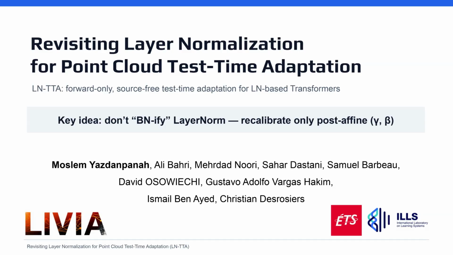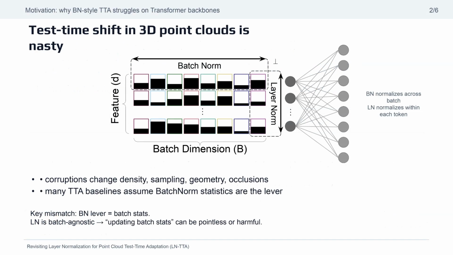Most existing test time adaptation methods were designed around batch normalization because BN gives you batch statistics you can update. But modern point cloud transformers typically use layer normalization, and LN works very differently. So the main question in this paper is, what is the right test time adaptation mechanism when the backbone is layer norm based? Their answer is LN-TTA, a simple, source-free, forward-only method that adapts only what matters in LN, without backprop or test time training.